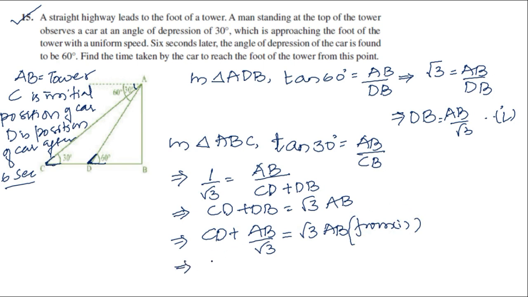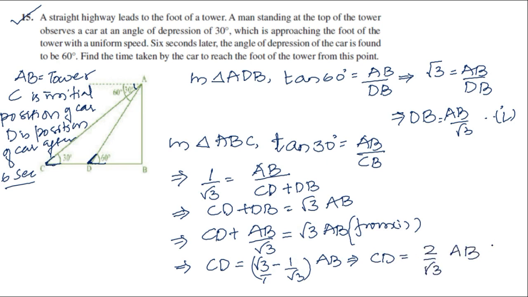From this, the length of CD becomes equal to root 3 minus 1 by root 3 times AB. I have transposed AB by root 3 to the other side. On simplification, it becomes 2 by root 3. So the length of CD is 2 by root 3 times AB. Let me name this as equation 2.